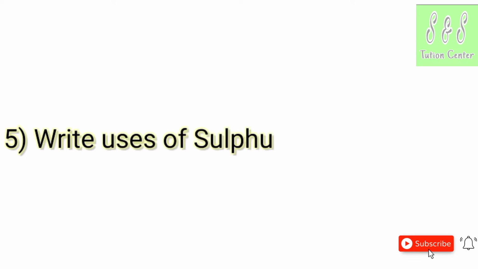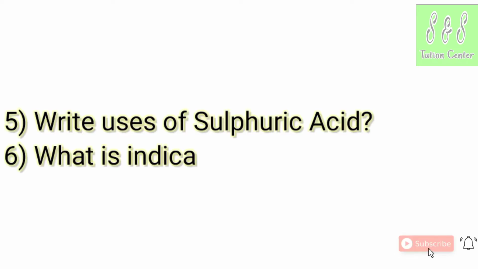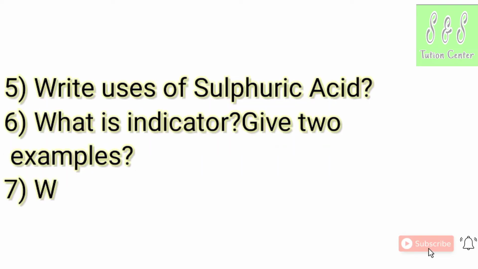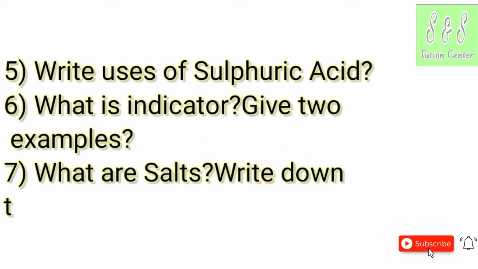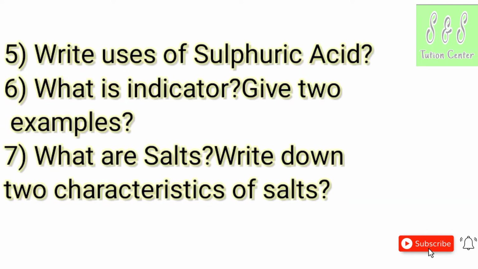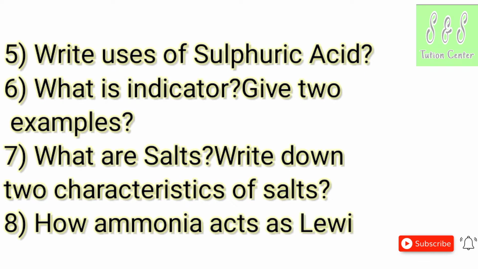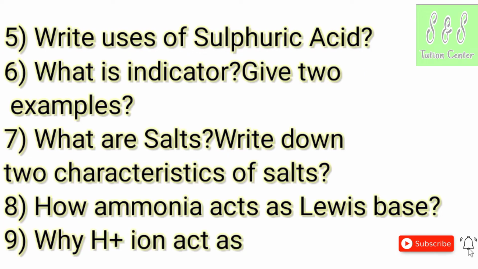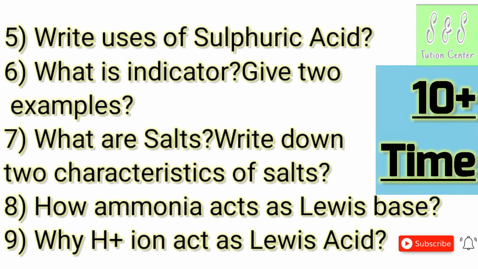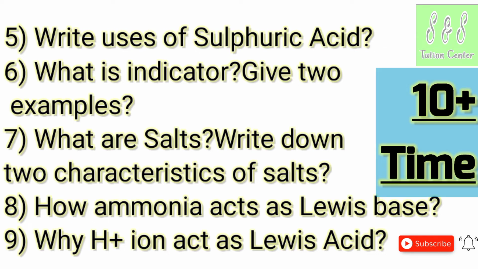5. Write uses of sulfuric acid. 6. What is indicator? Give two examples. 7. What are salts? Write down two characteristics of salts. 8. How ammonia acts as Lewis base. 9. Why hydrogen ion act as Lewis acid? These questions have come in board exams more than 10 times.